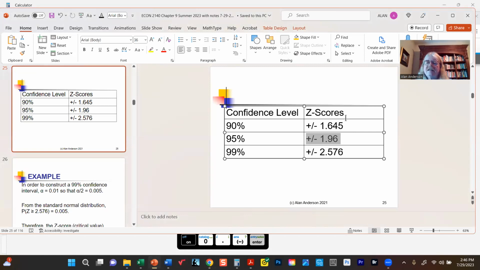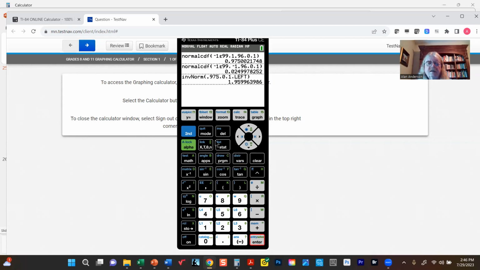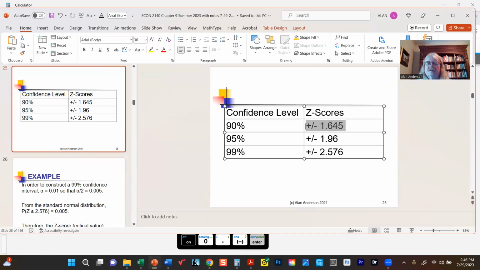So now for 90%, the right tail area would be 5%. The rest of the distribution would be 95. So I'm going to change this just so you can see that. INV norm is number 3. I'm going to ask it for not 0.975, but 0.95, because that corresponds to a 90% confidence interval. And let's see how it reacts to that. 1.645, which is exactly what the table is telling us.